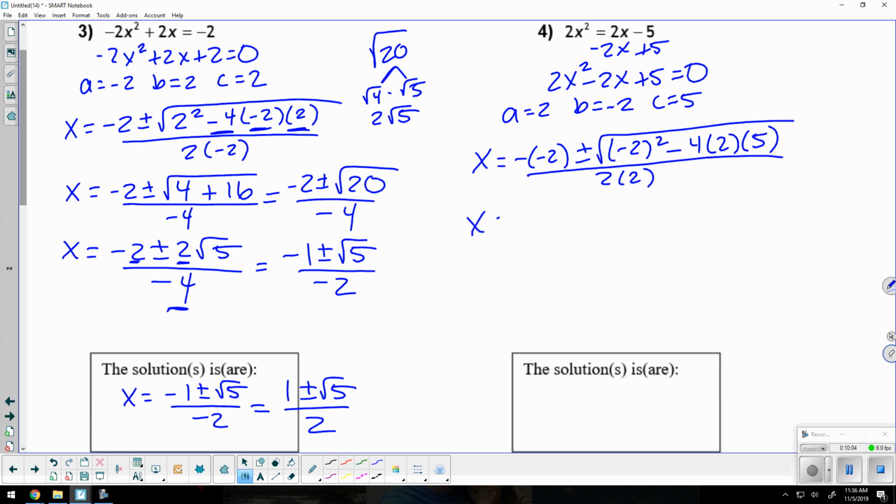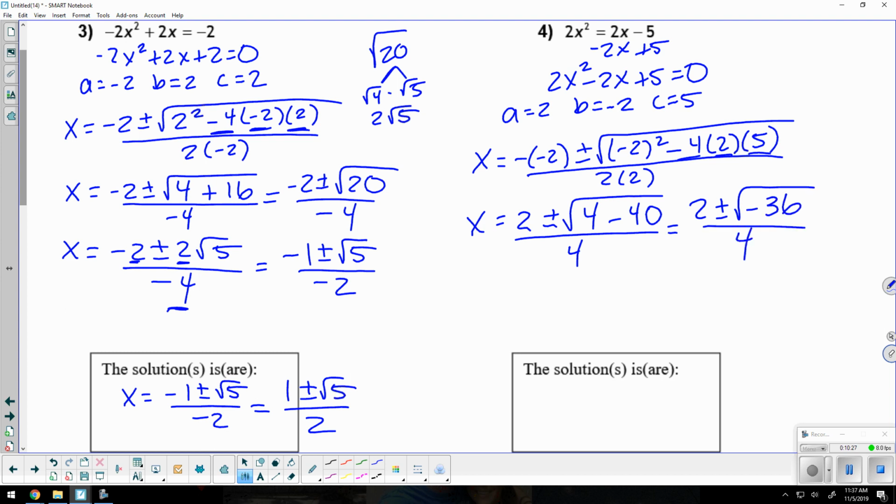So this would now be positive 2 plus and minus square root. That's positive 4 for negative 2 squared. Negative 4 times 2 is negative 8. Times 5 is negative 40. This is all over 4 in the bottom. Okay, next thing, right next to it, I'm just going to say 2 plus and minus. Underneath the radical, that's negative 36 when you subtract. So 4 minus 40 is negative 36.